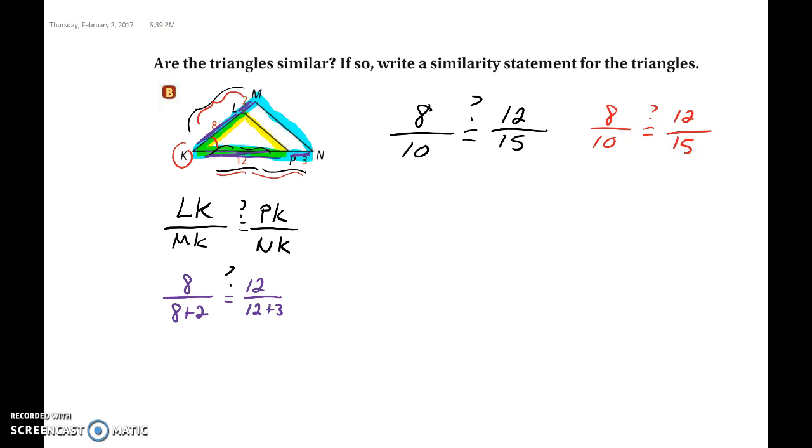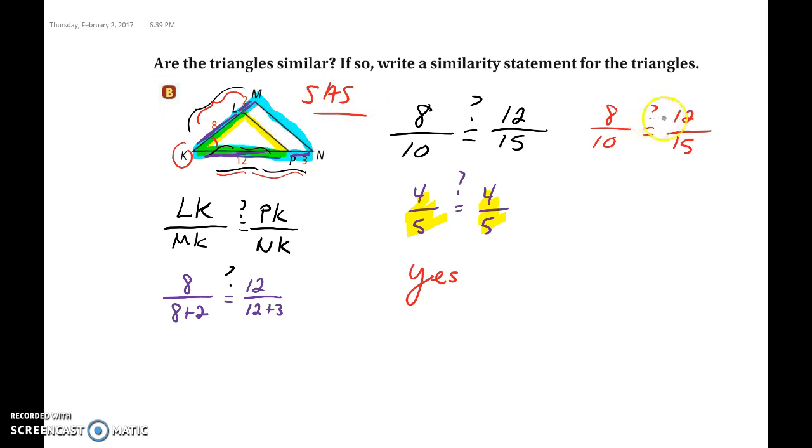The first way that you can do this is you can just simplify each side. 8 over 10 simplifies to 4 over 5. 12 over 15 simplifies to 4 over 5. So since they simplify to the same number, yes, they are proportional. So yes, we know that they are similar by side angle side.